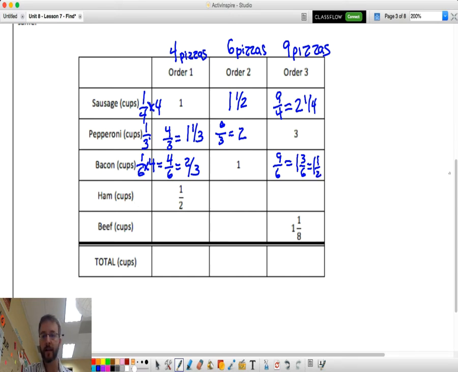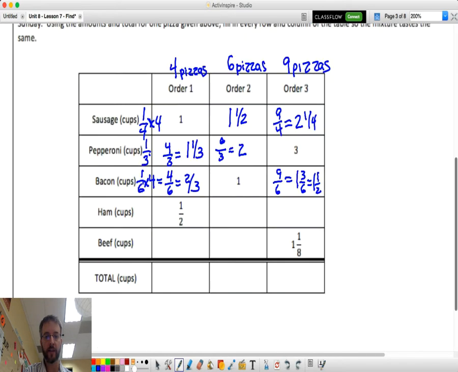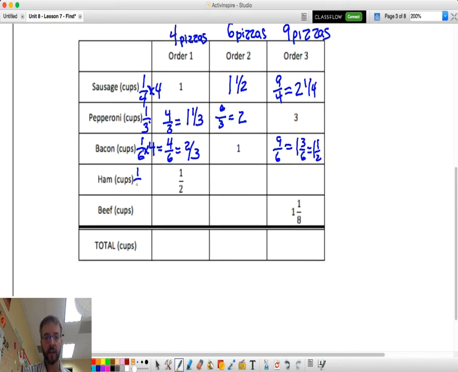Ham. Let's go back up and check out ham. Ham was 1/8 of a cup. If ham is 1/8 of a cup and they used 1/2, that still makes sense, right? 4 1/8 would make 1/2 a cup. So let's use the same principle here. This one would be 6 1/8, which would be equal to 3/4 of a cup of ham for 6 pizzas. This one would be times 9. 9/8 is the same as 1 1/8 cups.